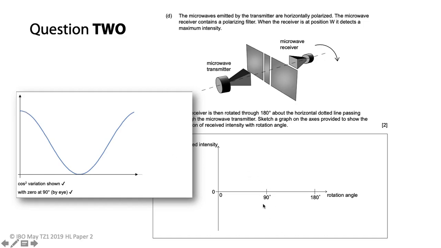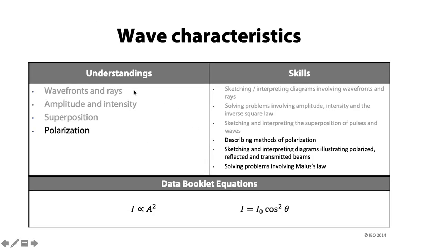It's not cos, it's cos squared, because it doesn't go underneath. That would be meaningless. You can't have negative intensity. It has to be cos squared, it has to be purely positive, and with a 0 at 90 degrees for the full 2 marks.